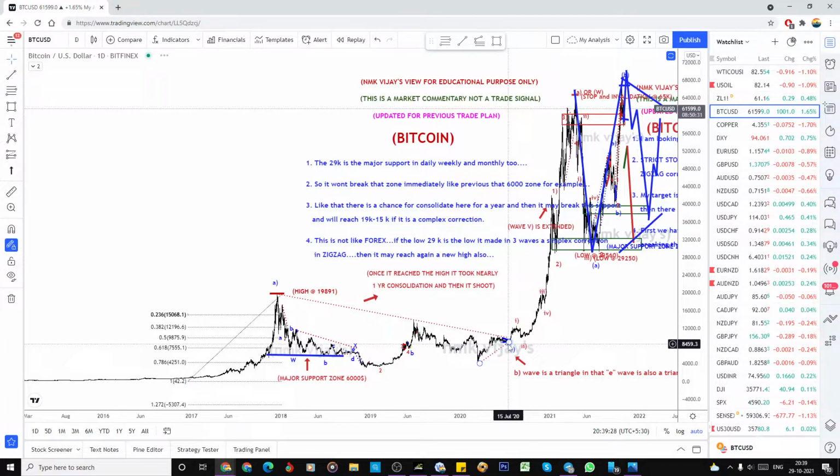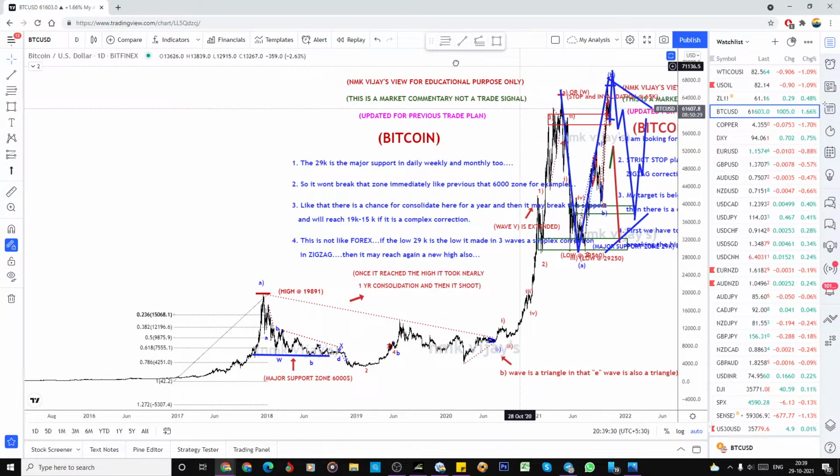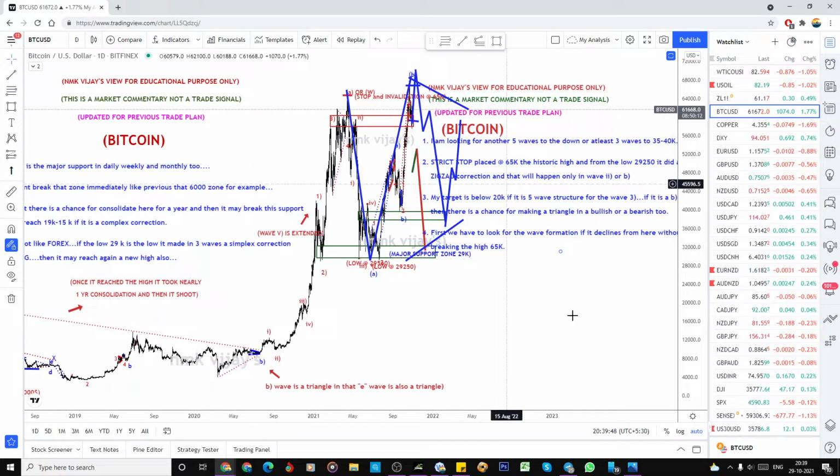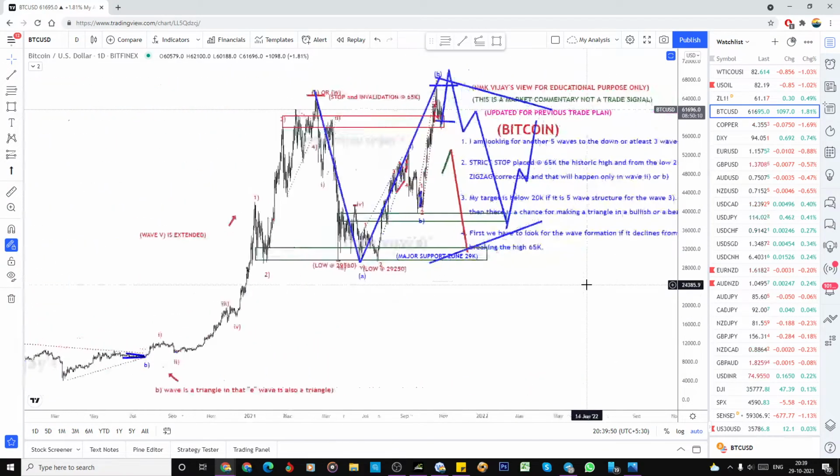So either A, B, C is already dead. So either it could be a flat correction, meaning we have to label it as A, and if it is a B, nearly it will reach as a triangle, or it could be an irregular flat. So anything it can do like this. So we have to wait for a clear opportunity to enter, whether it is a sell or buy. So far the same view.